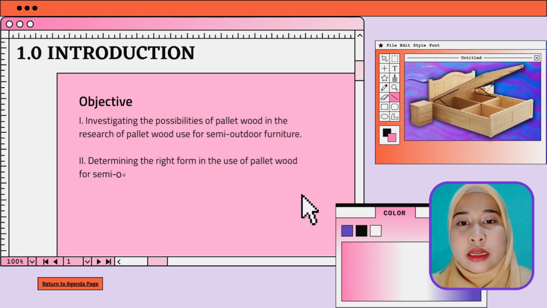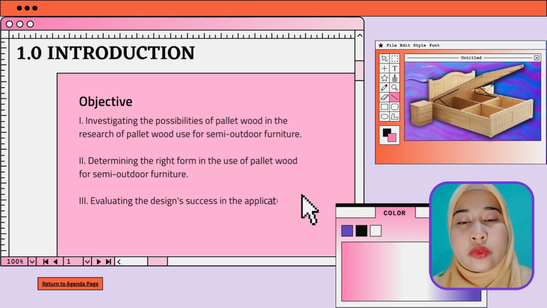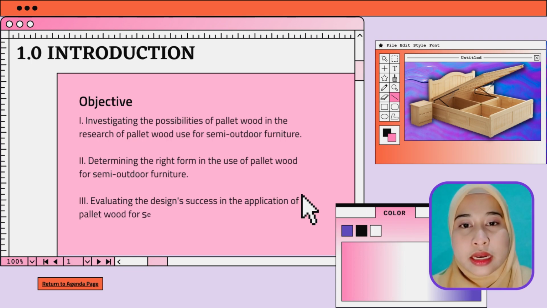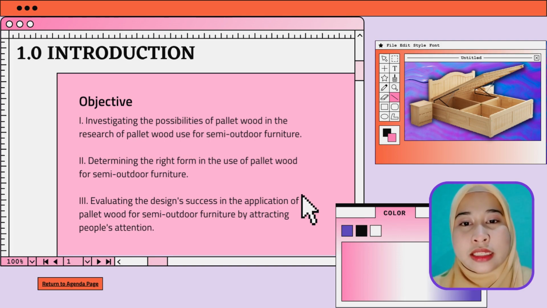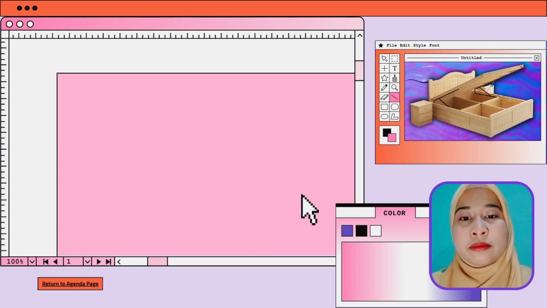Second, determining the right form in the use of pellet wood for semi-outdoor furniture. Third, evaluating the design success in the application of pellet wood for semi-outdoor furniture by attracting pupil attention.